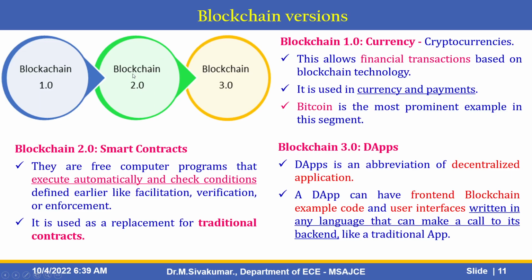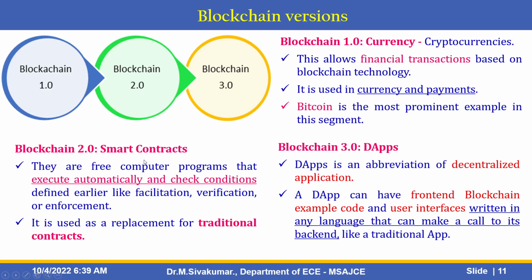The next one is blockchain version 2.0. What is 2.0? It is the next generation of the blockchain version. An important thing, like the Bitcoin currency, is the important term called smart contracts. What is a smart contract? It is used as a replacement for traditional contracts, or nothing but agreements. They are computer programs that execute automatically and check conditions defined earlier, like facilitation, verification, or enforcement.